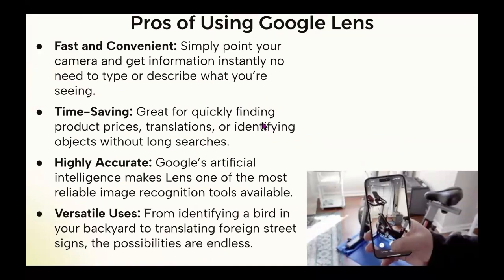It's also quite accurate. So it's one of the most reliable image recognition tools available today. And also a lot of versatility in terms of its use. So kind of like we talked about earlier, it could identify a bird or monument, but it could also translate foreign street signs. So it's quite accessible and versatile.